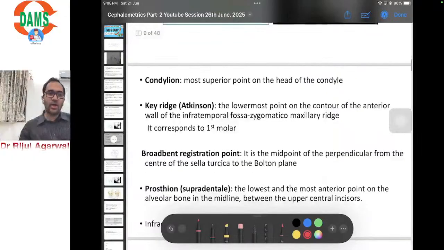Next is condylion, the most superior point on the head of the condyle. Key ridge, given by Gus Atkinson, is the lowermost point on the contour of the anterior wall of the infratemporal fossa, located in the zygomatico-maxillary ridge. It corresponds to the roots of the first molar, which undergoes the least amount of remodeling. Hence, as I said, the maxillary first molar was considered the key tooth in Angle's classification system.